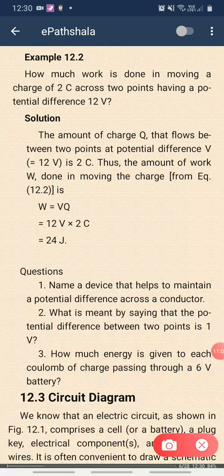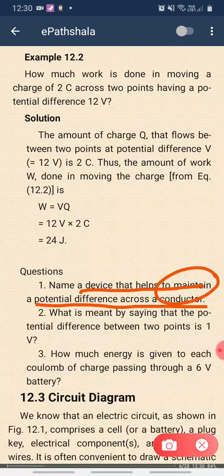Name a device that helps to maintain a potential difference across a conductor. Which device are we going to use to maintain the potential difference across the conductor? Here it is asked to maintain the potential difference. It's not said what will be used to measure the potential difference. So in order to maintain the potential difference, what do we have to use? We have to use a battery, or a cell, or a battery which is a combination of cells, right? Then only a potential difference will be maintained across the conductor.